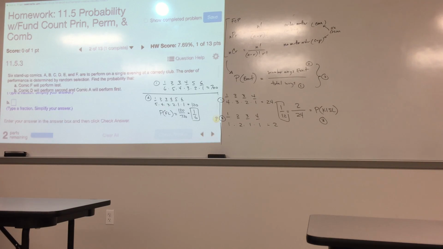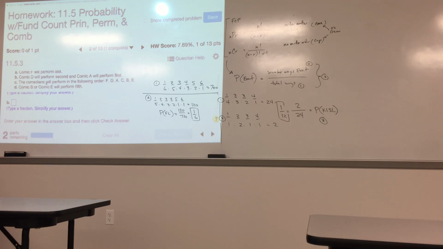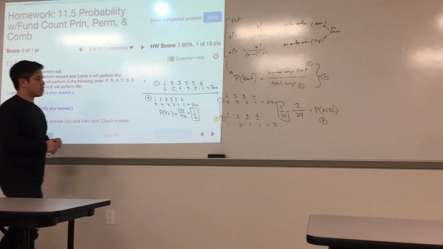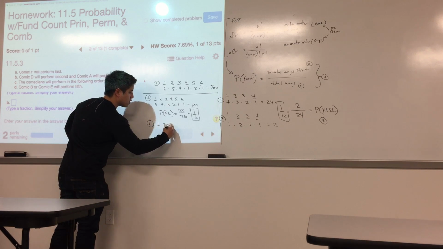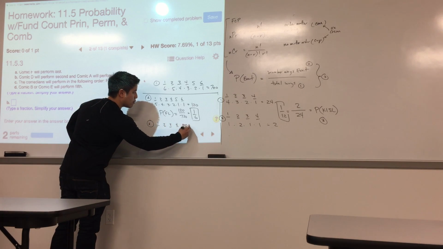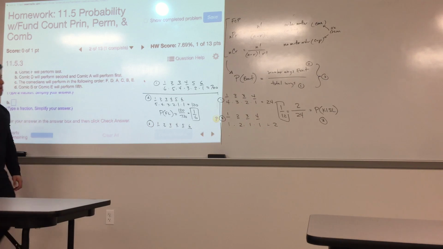Okay, there it is. Now, let's go to part B. Comic D will perform second, and comic A will perform first. So first, what do you need to figure out? Before you can even do the probability, what do you have to figure out? You have to figure out the numerator, exactly. The actual number of ways that that can happen.